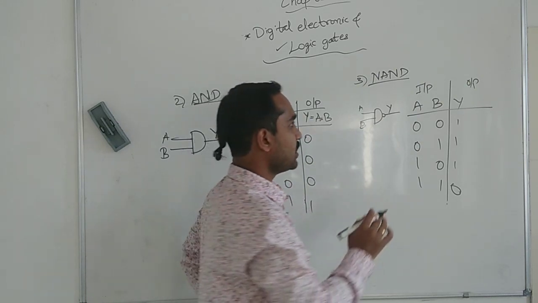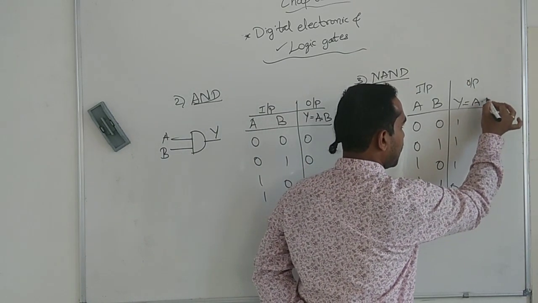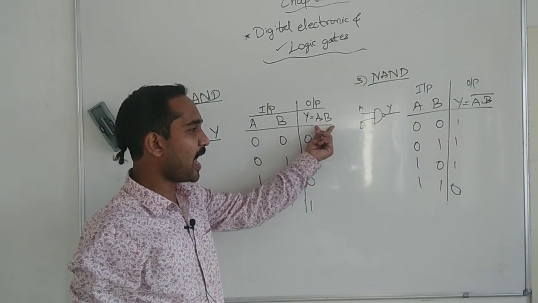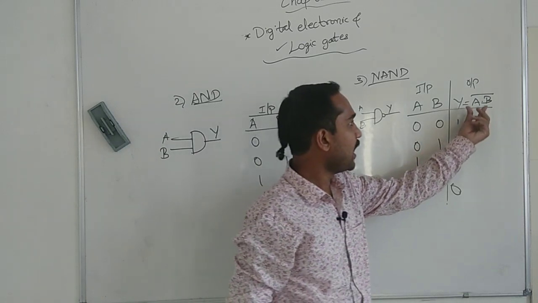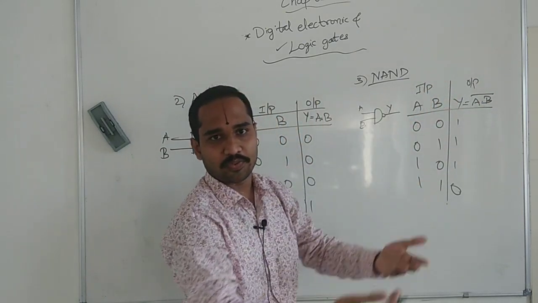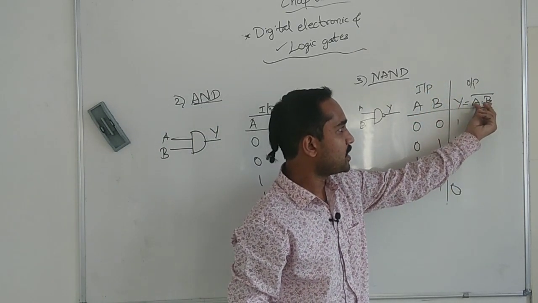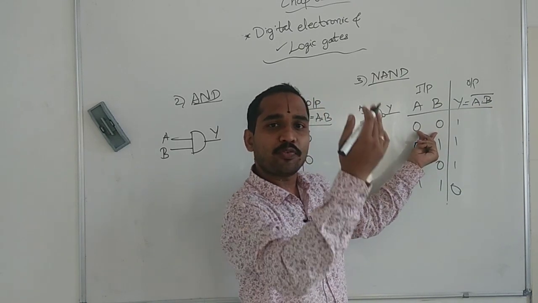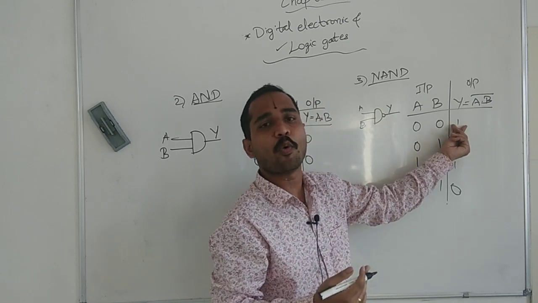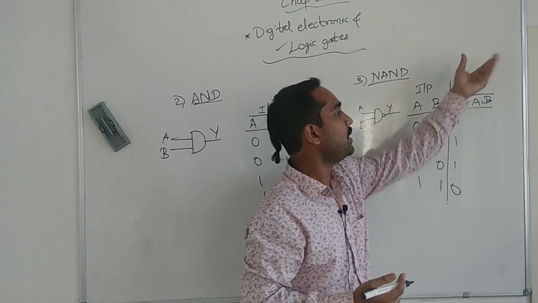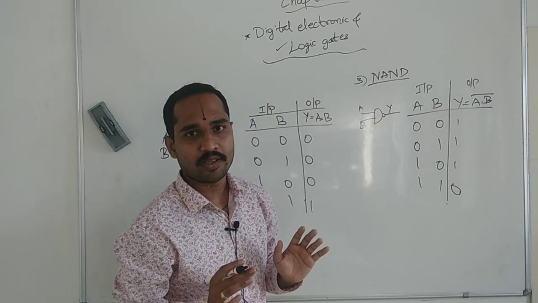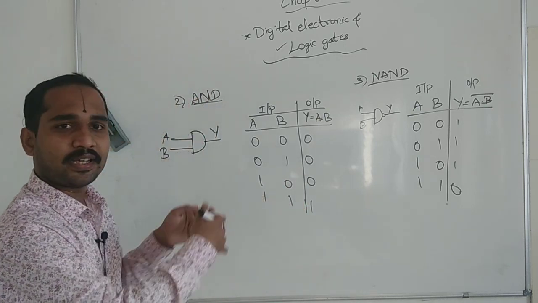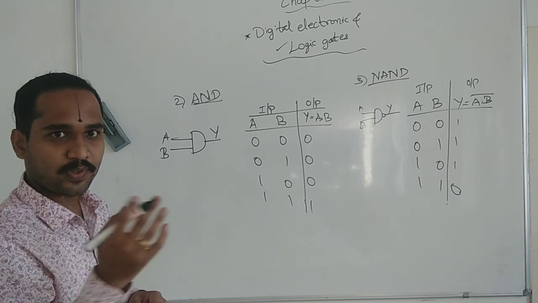It is like (A into B) bar. A into B is your AND gate. What is the NAND gate? (A into B) bar. Bar means the reverse of that. Whatever A into B is, see, 0 into 0 is 0. The bar of that, the complement of that, is 1. So (A into B) bar is required. That is the NAND gate. So, please take down the AND gate and NAND gate. Pause this video and take down.